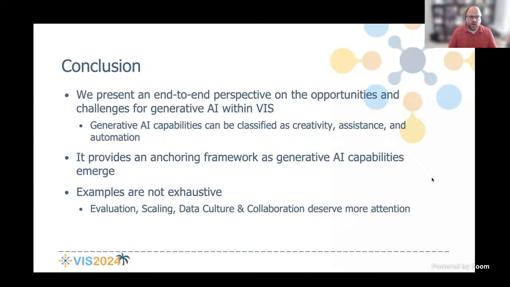So, in our work, we present an end-to-end perspective on the opportunities and challenges for generative AI within Viz. And we also classify the types of generative AI capabilities as creativity, assistance, and automation. And as these generative AI capabilities shift and emerge, this framework can serve as a useful anchor to the community. Again, the examples shared here are not exhaustive. We would like to explore more opportunities, particularly during the later phases of the visualization workflow.